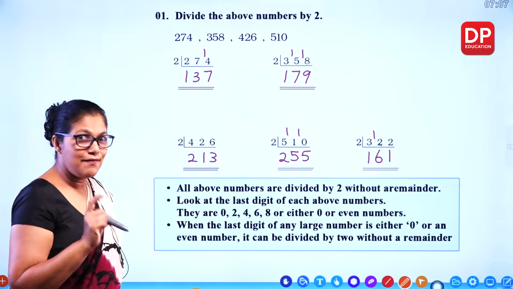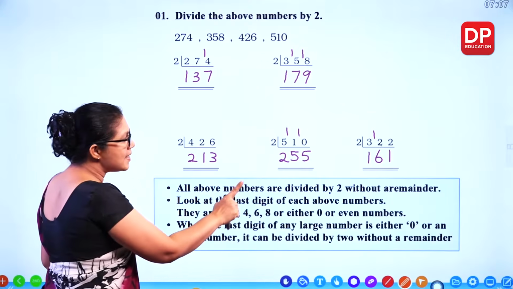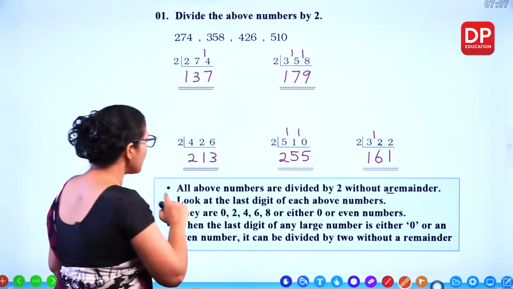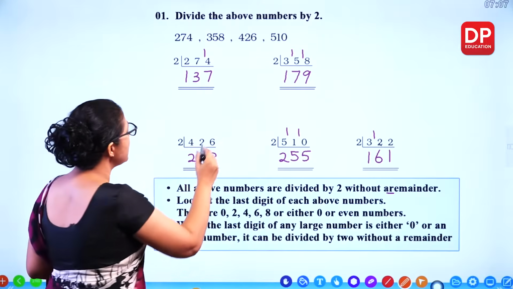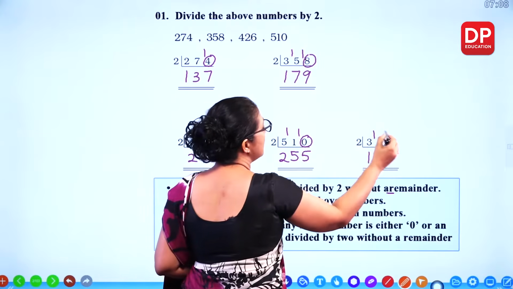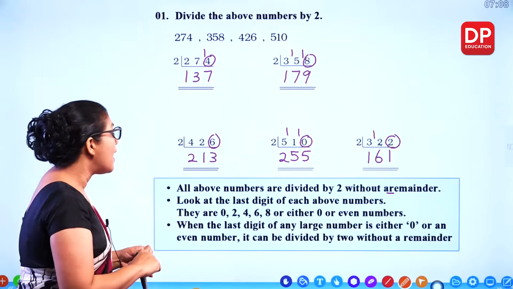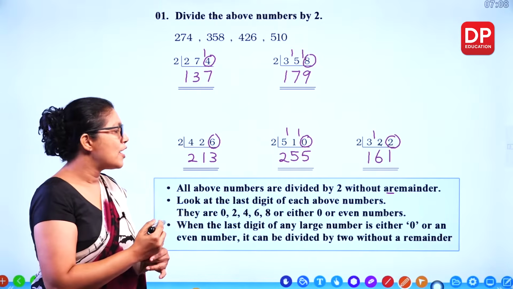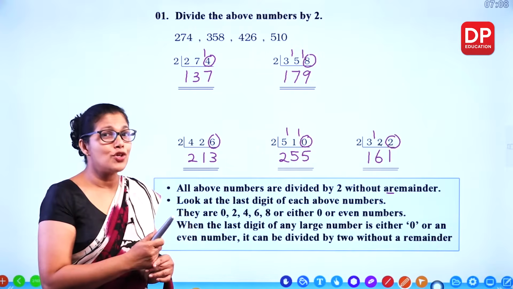So all these are even numbers, so we know that it's divisible by 2. All the above numbers are divided by 2 without a remainder. Look at the last digit of each of the above numbers. What can you say? You get 0, 6, 4, 8, 2. So 2, 4, 6, 8 or either 0 or even numbers. When the last digit of any large number is either 0 or an even number, it can be divided by 2 without a remainder.